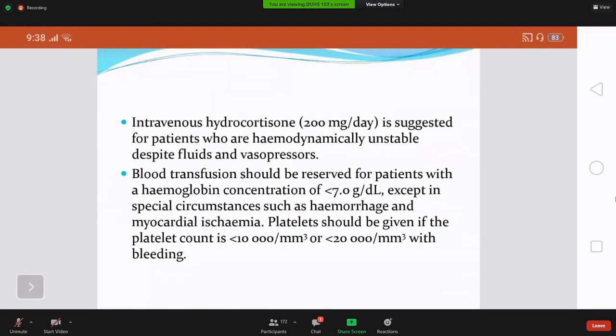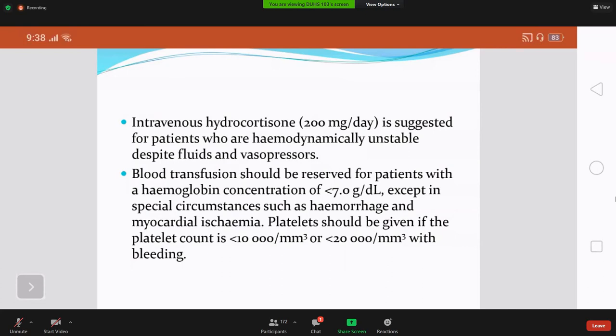And then you can give IV steroids. IV hydrocortisone is suggested for patients who are hemodynamically unstable despite the fluids and the vasopressors. Like I said previously, sepsis is a hyperimmune response of the body to a number of infections. So patients who still do not maintain the blood pressure in spite of fluids and in spite of vasopressors can be given hydrocortisone in a dose of 200 mg per day.